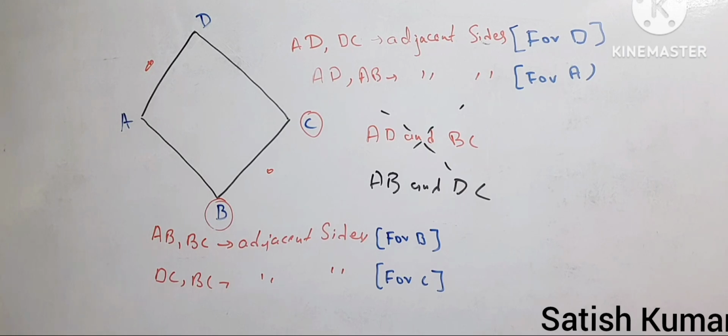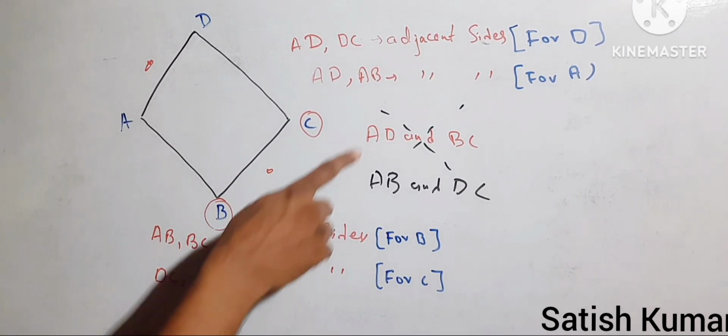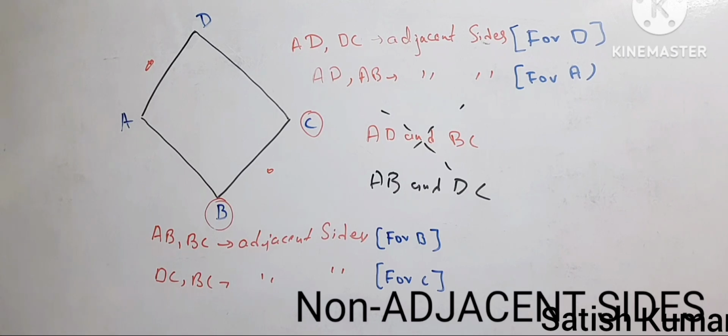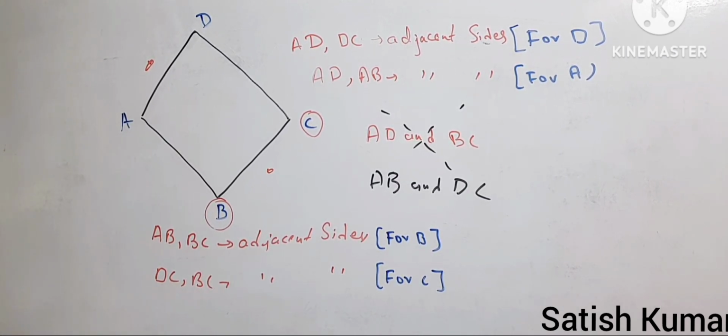So you understood what adjacent sides are. And these are non-adjacent sides, which do not have any common vertex between them. Clear what non-adjacent sides are? Okay, sir.